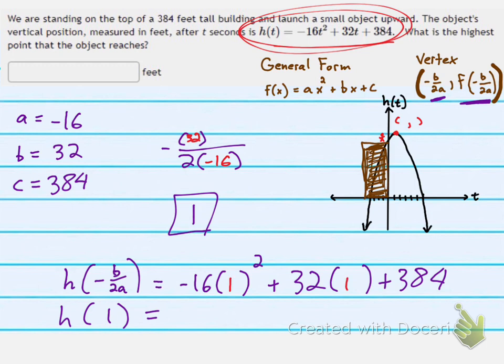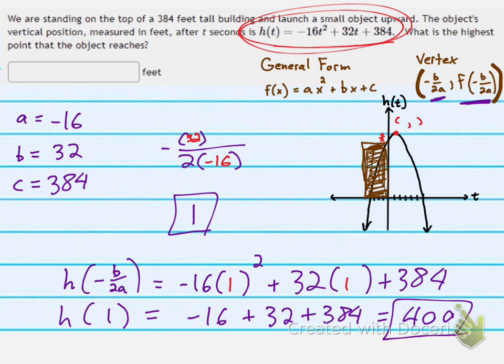All right, and now we put it all together with our calculator. We're going to get negative 16 plus 32 plus 384. All right, because 1 squared is just 1, and then 32 times 1 is just 32. And I will get 400. Okay, and that's the answer that I'm looking for. So my vertex right up here is 1 to the right and 400 tall. All right, and the height, maximum height, is 400.